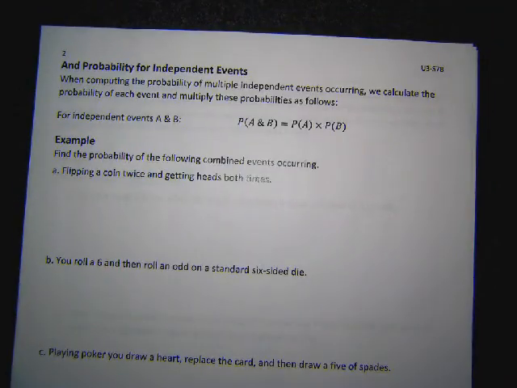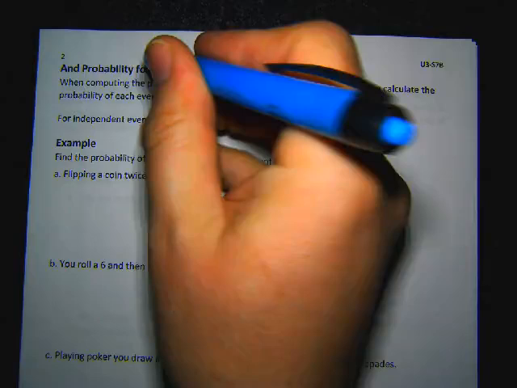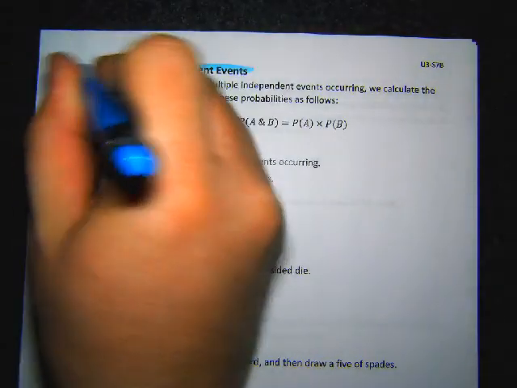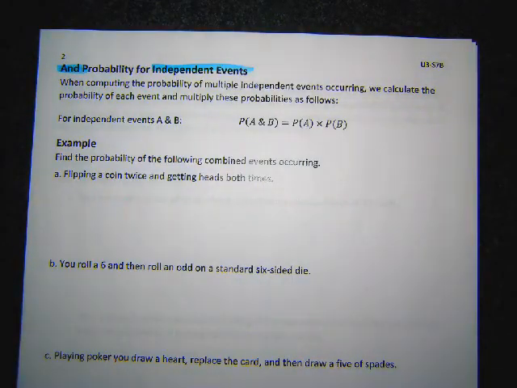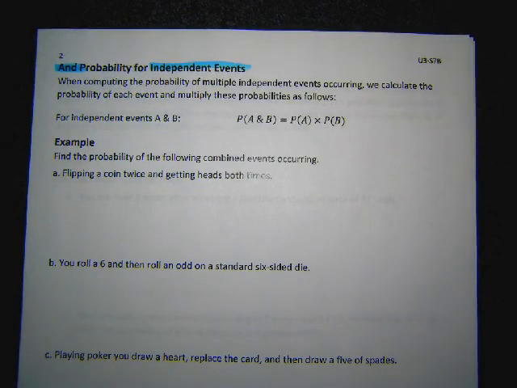So we're going to start off and look at probabilities for independent events. We call these AND probabilities. It's AND because you have to get this and you have to get that. You have two different events. You want both of them to come out a certain way. And that's why it's called AND probability. You want this and that.